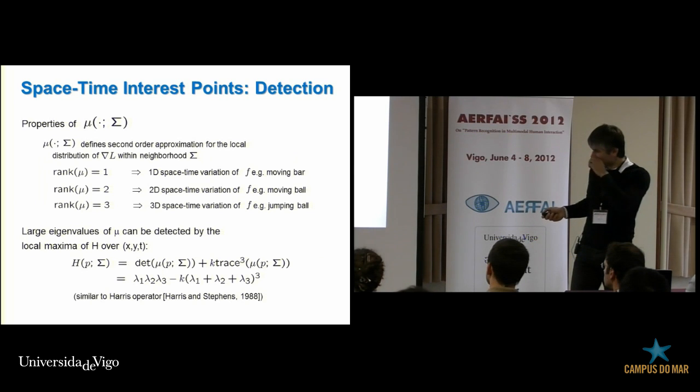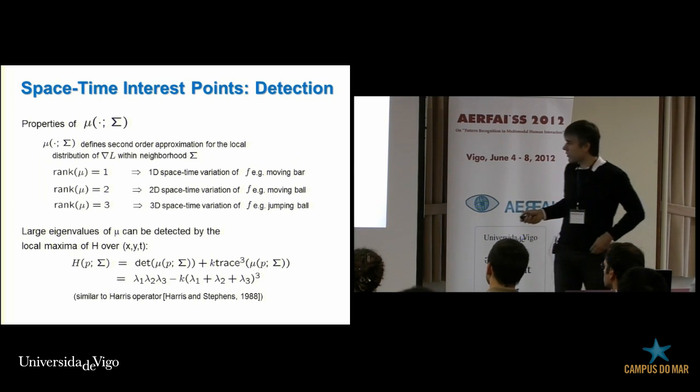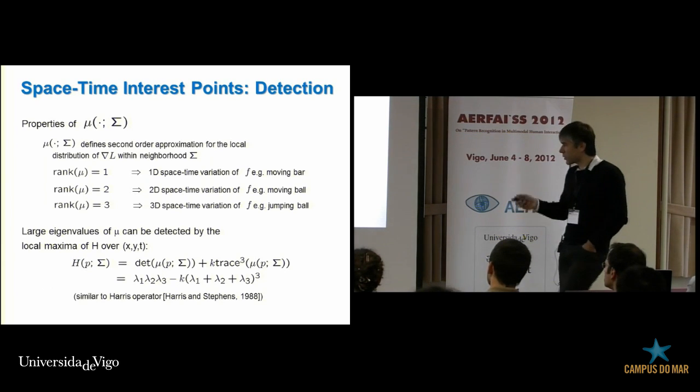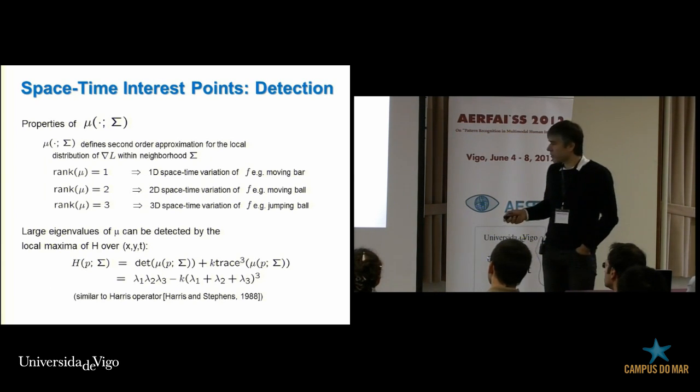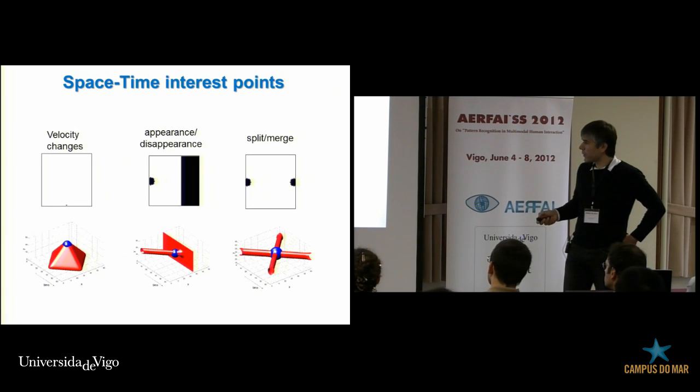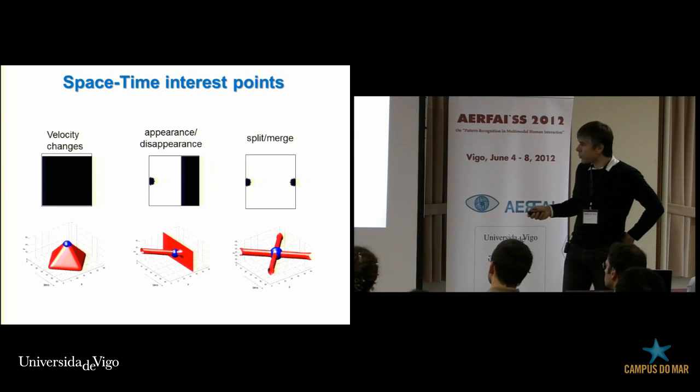Okay, so the form of the saliency function is like this. It's about the trace and determinant of this matrix. I'm not going into details of this, but if we maximize this function over space and time, then for the examples here in the videos, it will fire on the blue points here.